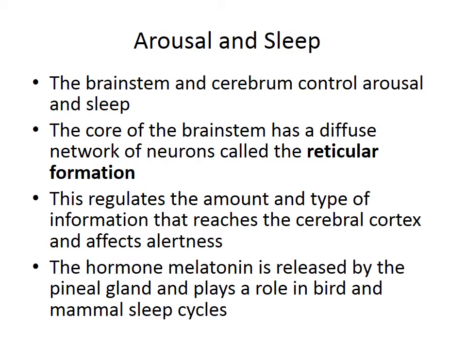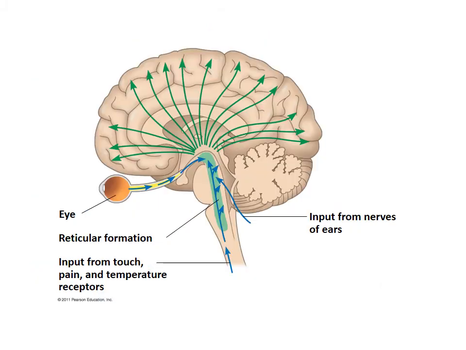So let's look at arousal and sleep. The brainstem and cerebrum control arousal and sleep. The core of the brainstem has a diffuse network of neurons called the reticular formation, and this regulates the amount and the type of information that reaches the cerebral cortex and affects alertness. And the hormone melatonin, which we looked at previously, is released by the pineal gland and plays a role in bird and mammal sleep cycles. So this is awfully cool. Now it's all coming together.